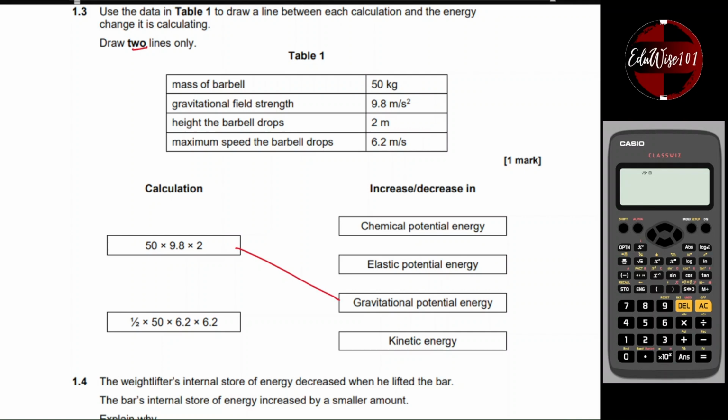And half mv squared. So this is m, g, and h, and that's half m, v, and v, so v squared. So this would be kinetic energy. Next question.